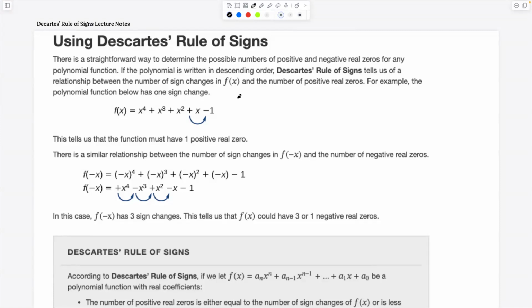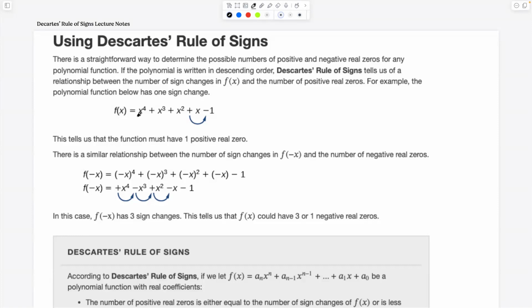This is a quick way to check how many positive or negative roots or zeros a polynomial could have. So we do two different things. We leave the function alone and we see how many sign changes there are, how many times the signs change from positive to negative or vice versa. We count those. That will give us a clue on how many positive solutions we have, how many positive roots.